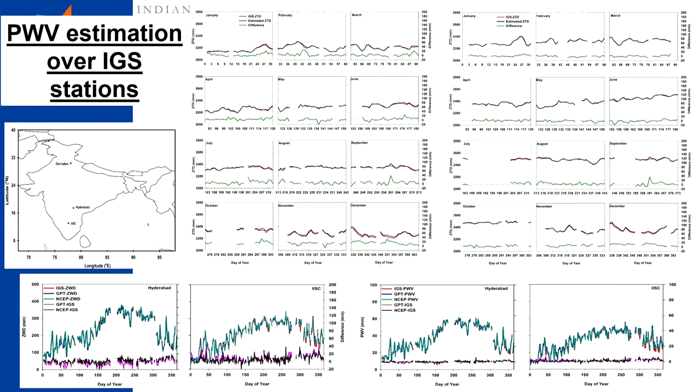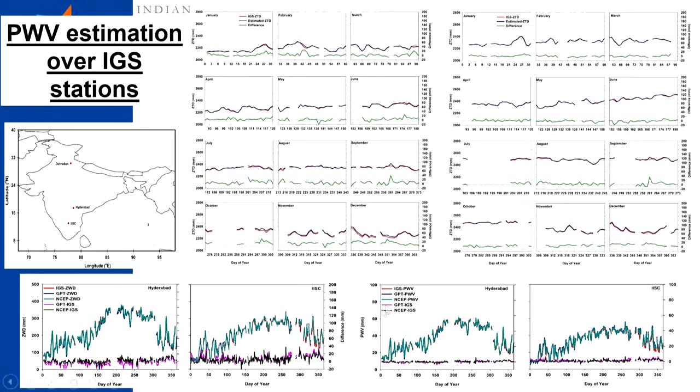But if the data is more accurate, then it will give a good estimation of the ZWD. After getting this ZWD we have the green one, which is the NCEP derived. We have also derived this ZWD from various other sources as well. We can see the difference is very small, for both the stations, Hyderabad and the IISc IGS stations.